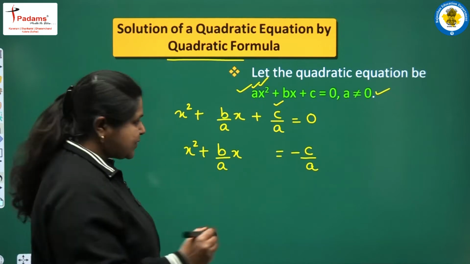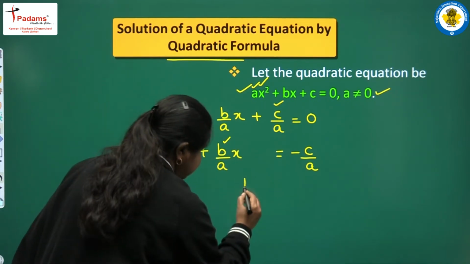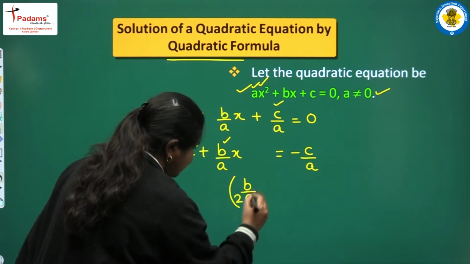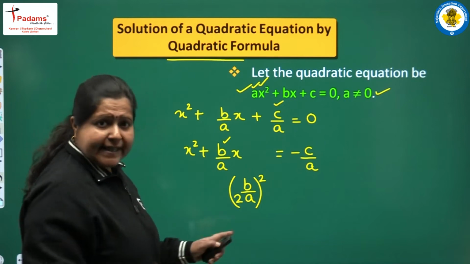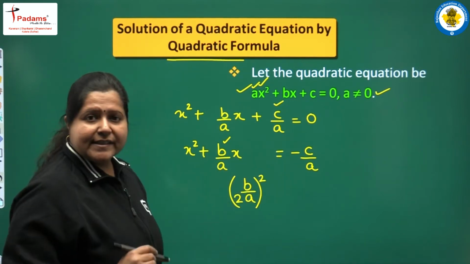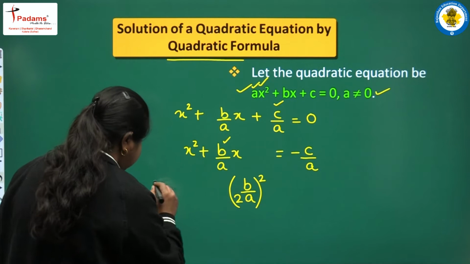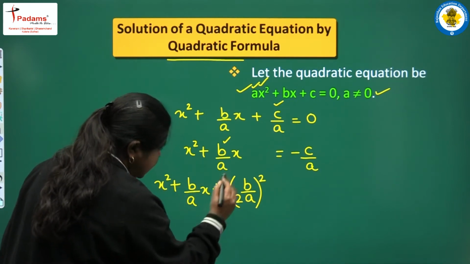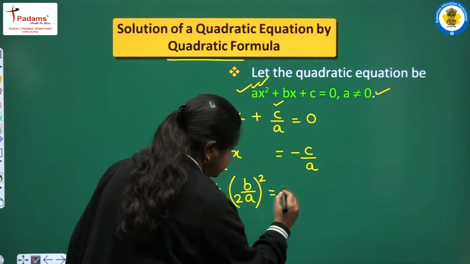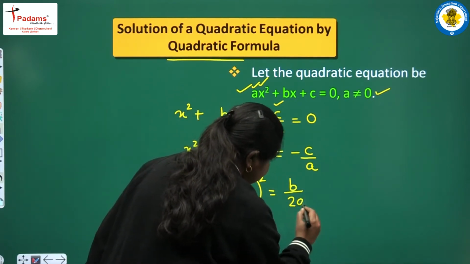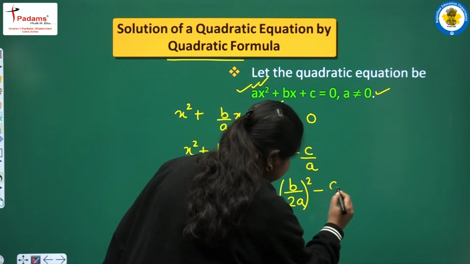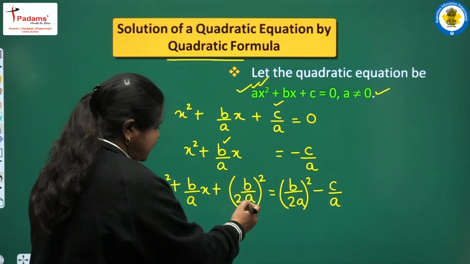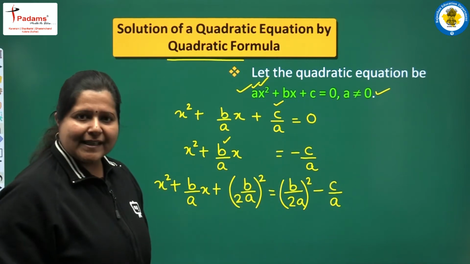Now focus on this coefficient of x. We take it here, then get its half by dividing by 2 and then square it. Now add this expression on both the sides of this equation. Then what do we get? We get x square plus b upon a into x plus b upon 2a whole square equal to b upon 2a whole square minus c upon a. Okay, now we have added this expression on both sides of this equation.